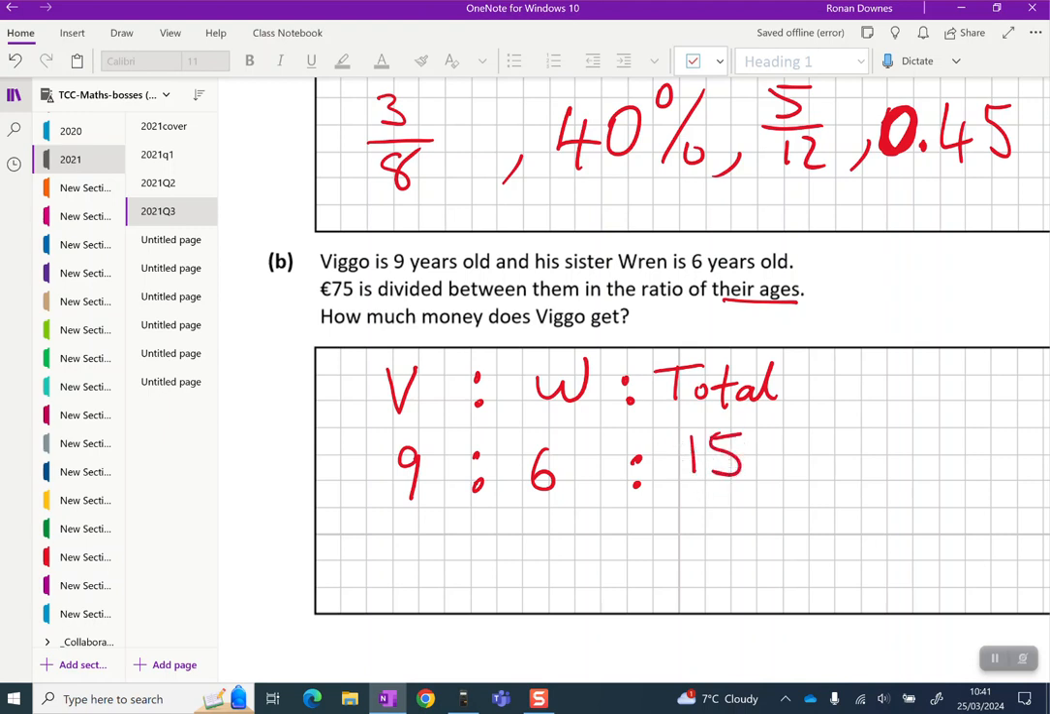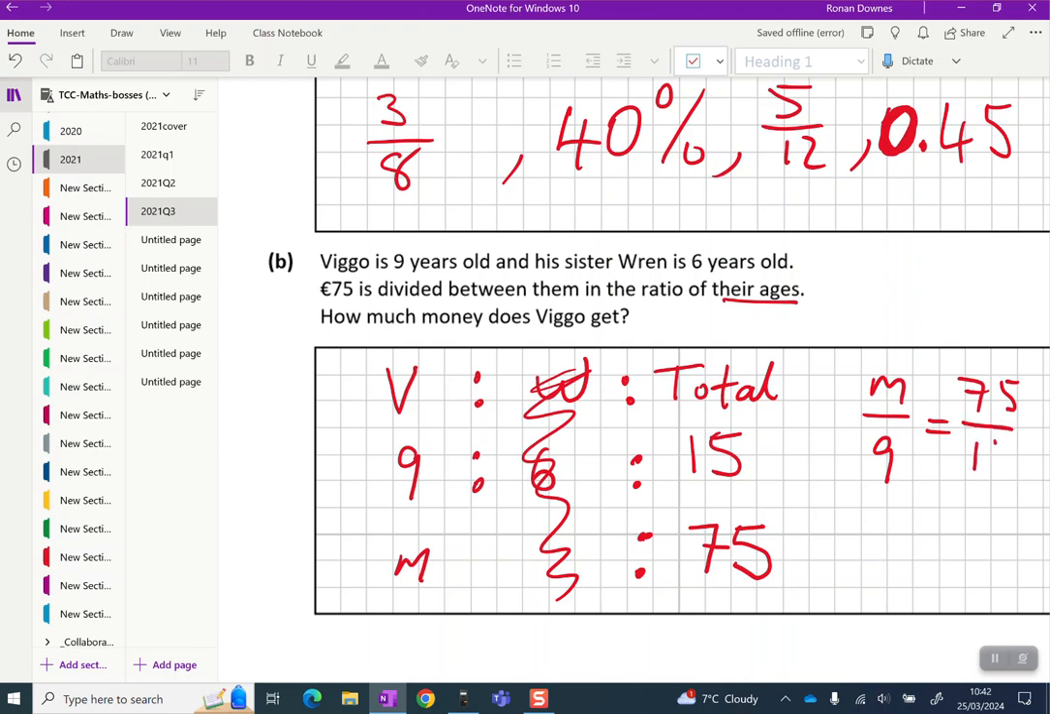Okay, so we move down and we want to know how much money Vigo gets. Well, the total amount of money being divided out is €75. That's a total. And we're only interested in Vigo, so we can get rid of this. It doesn't matter. Okay, so we're interested in how much money will Vigo get. M for money. Now these are proportional, so we can say, there's many ways of writing the proportionality, you can say that M divided by 9 is equal to 75 divided by 15.